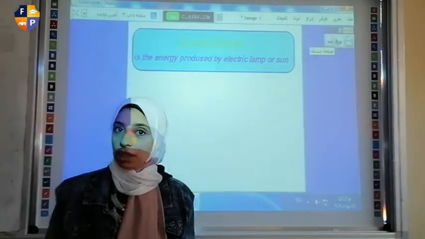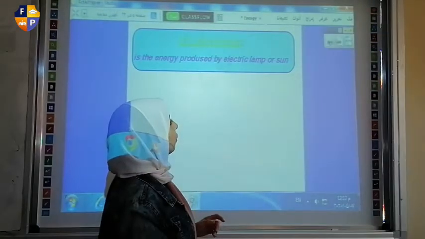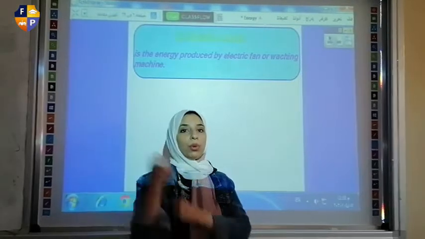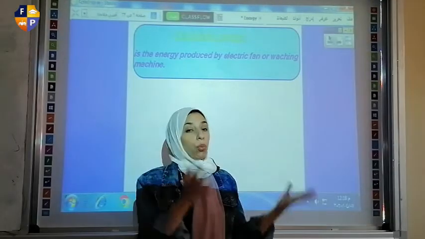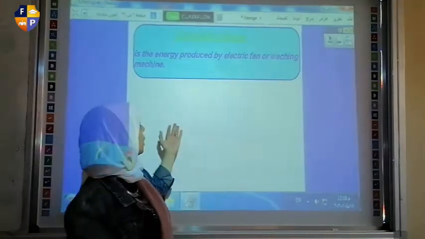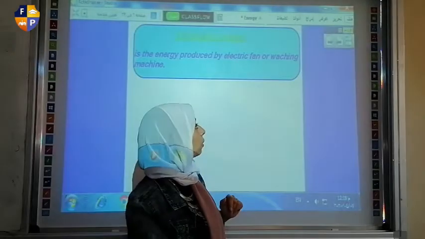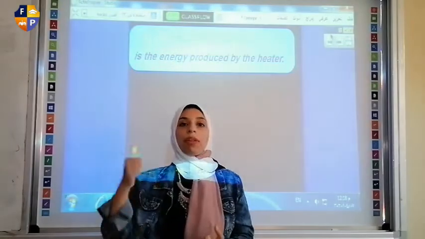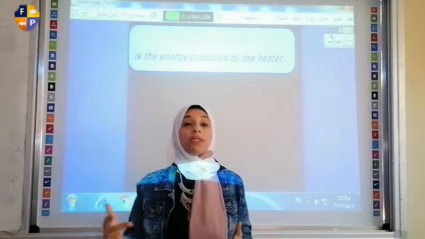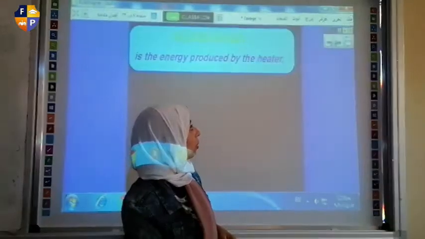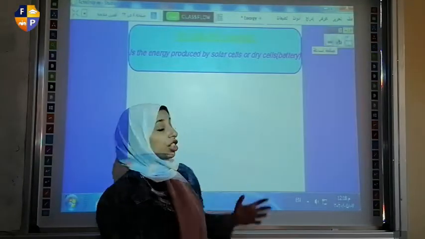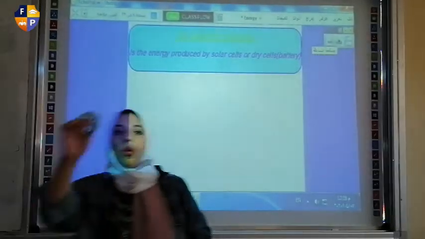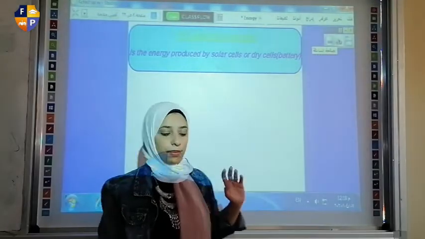and the sun. Number 3, the kinetic energy is the energy that is produced from the motion of the object, like the washing machine and the electric fan. The heat energy is the energy that is produced from the fire, from the candle, and from the electric heater. Electric energy is the energy that is produced from the dry cells or batteries and solar cells.